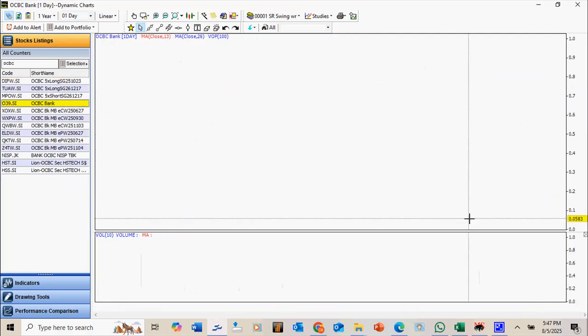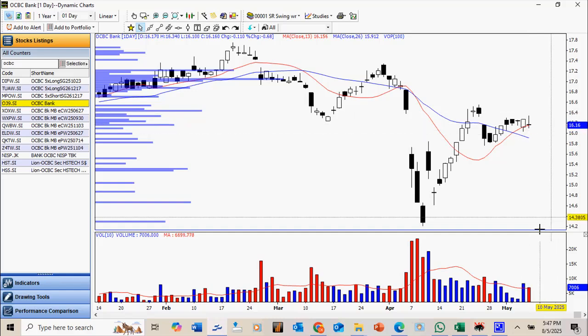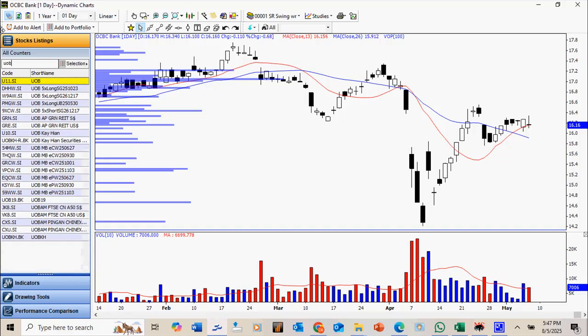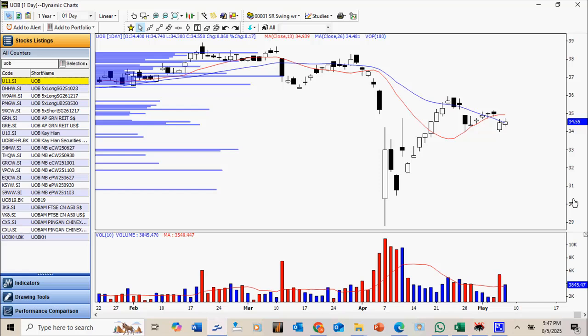OCBC. Again, generally lackluster. Today traded a doji. So this may well just continue to trade sideways, and we just need to exercise some patience until the direction is clear. Likewise for UOB. So the banks generally exhibit quite similar behaviors. So again, after a bounce, it's actually now trading generally sideways.